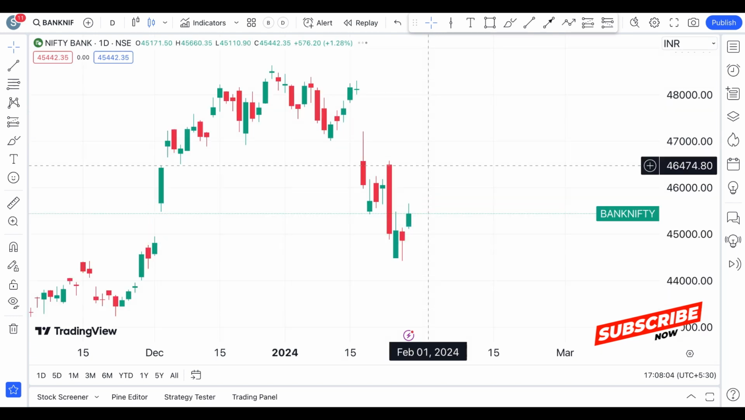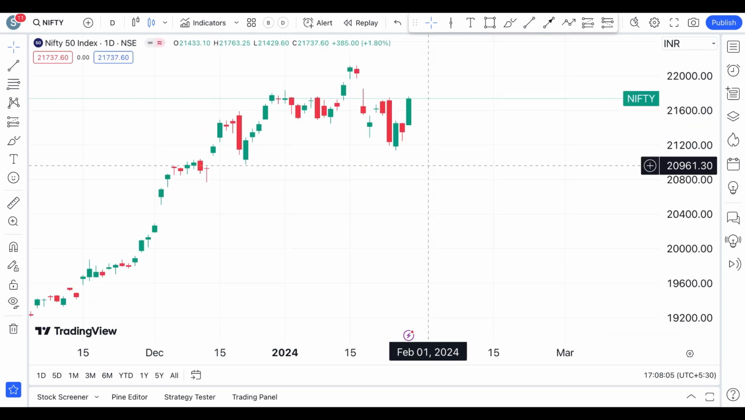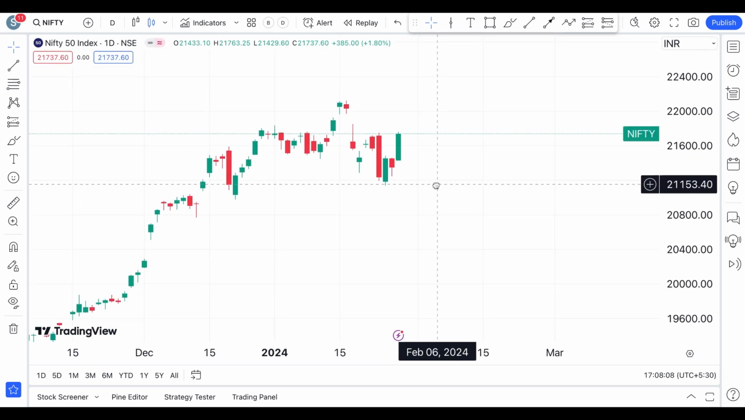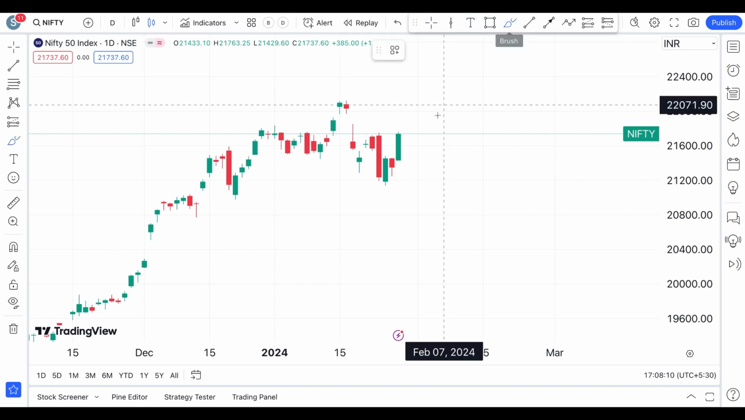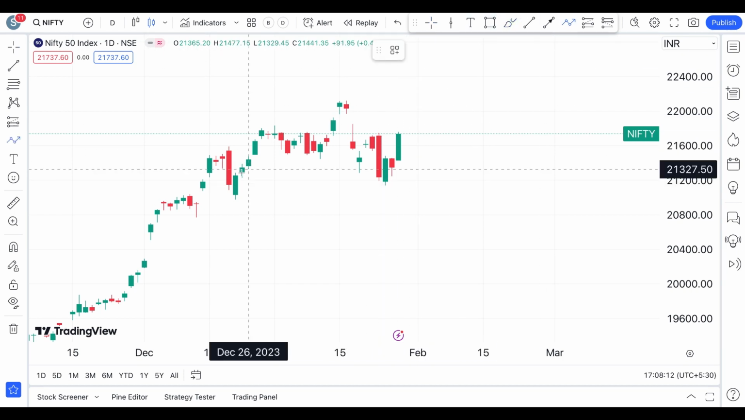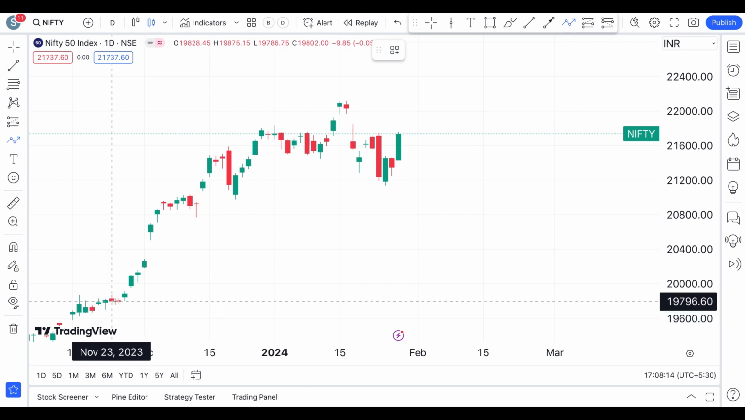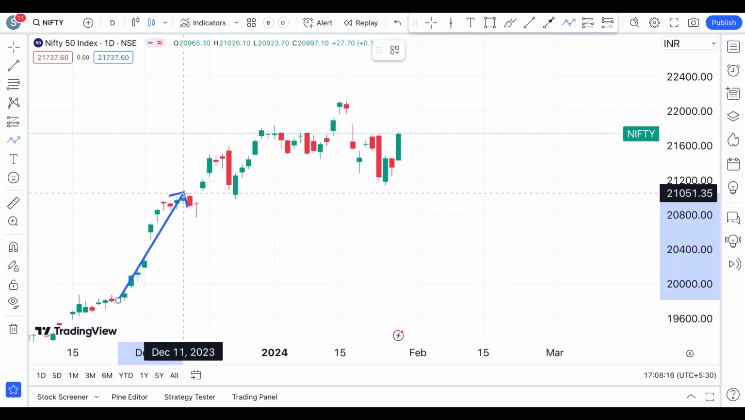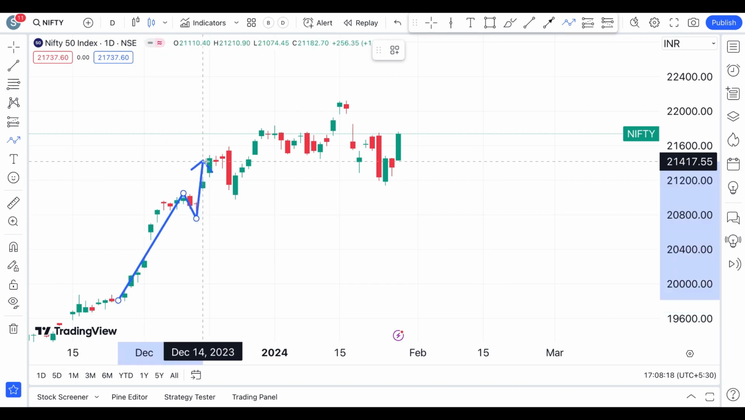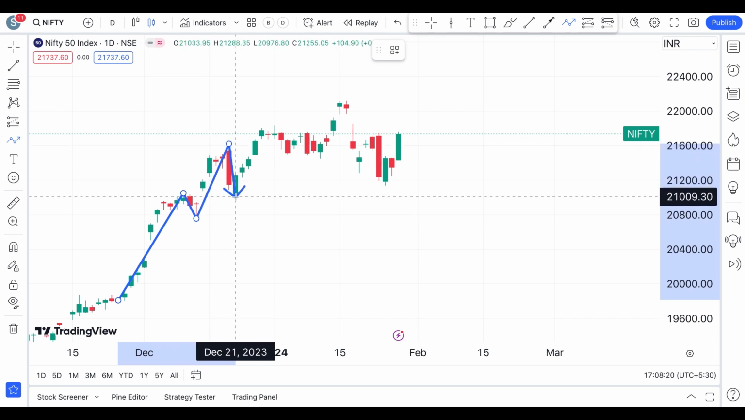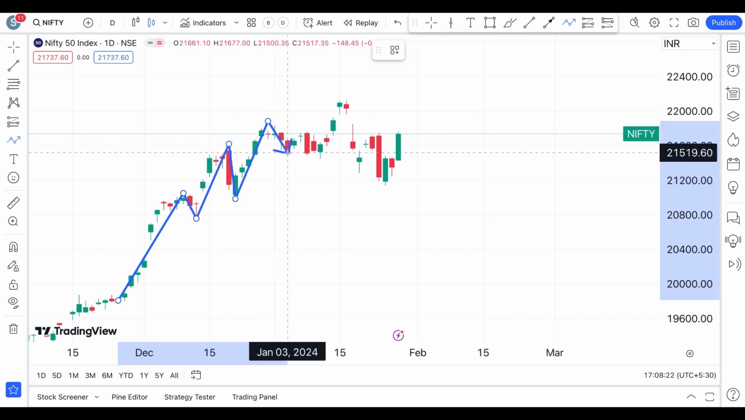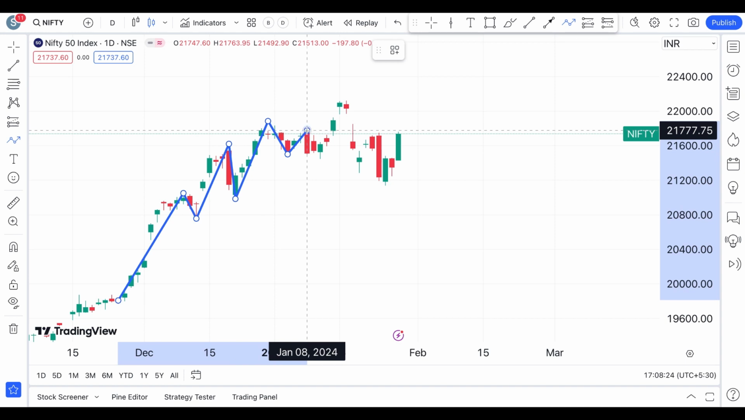So now let's head to the Nifty chart. So here we have the Nifty chart. Nifty is looking more positive than Bank Nifty today. But before that, let's quickly understand the price action coming from the distance. So here we have a high, and we have a low there. So here we have a lower high formed.